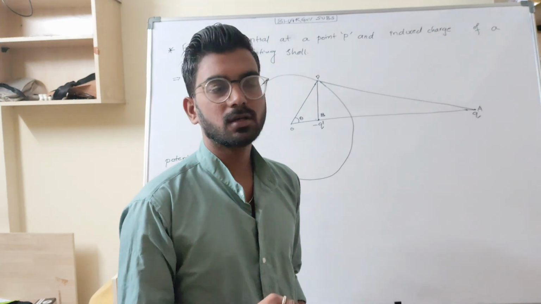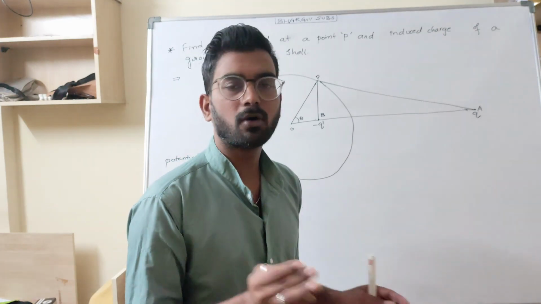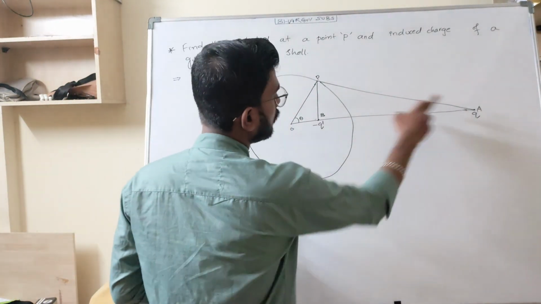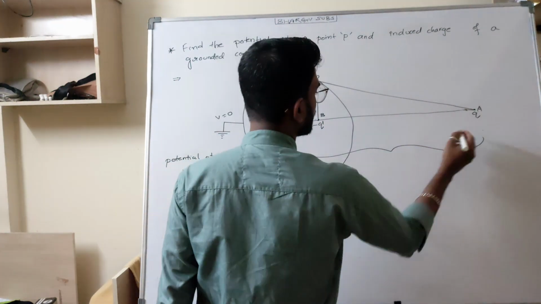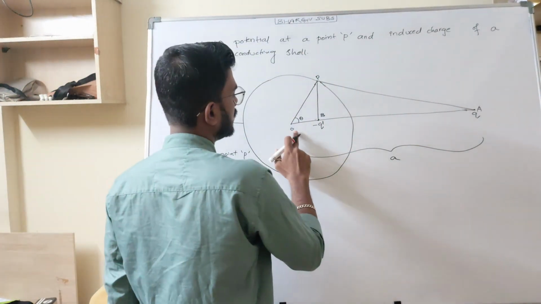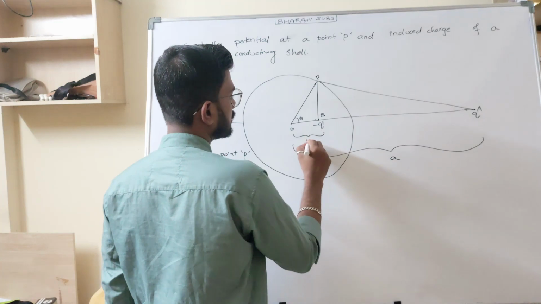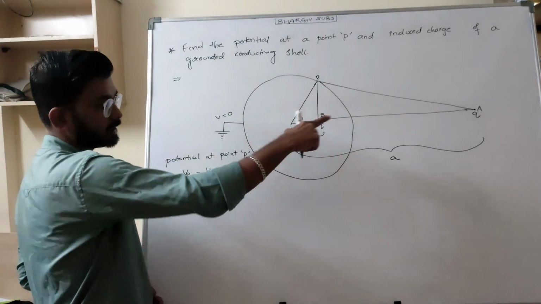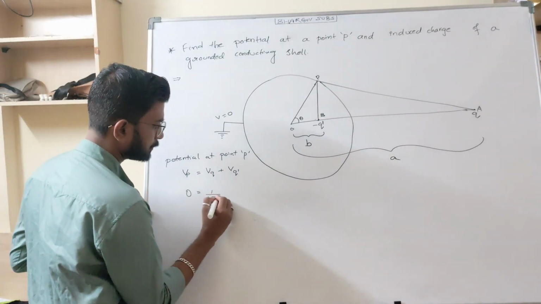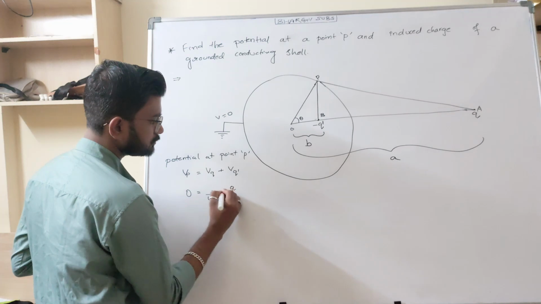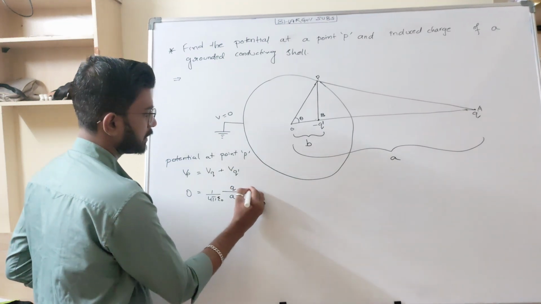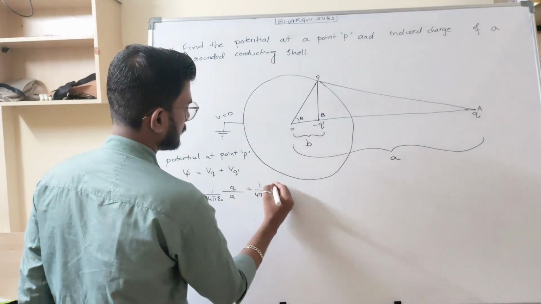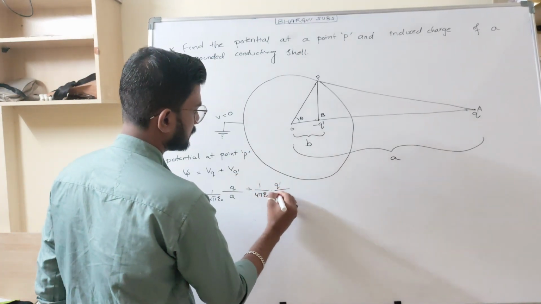The potential at a particular point at a certain distance has the formula 1 by 4 pi epsilon naught, charge by distance. If I consider the distance between O and A as small a, and between O and minus q dash as small b, correct? So A and B. What is the potential? It is 1 by 4 pi epsilon naught, charge q by A, plus 1 by 4 pi epsilon naught, charge q dash by B, correct?